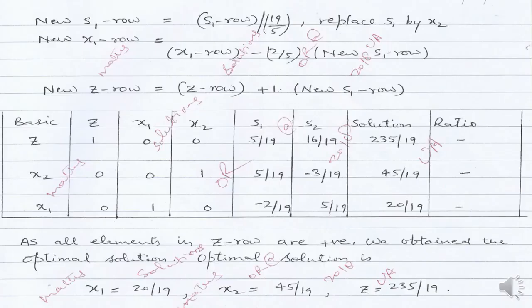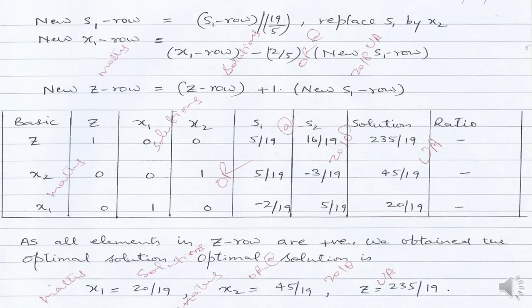We write the next table with the help of these formulas: x1 row is x1 row minus 2/5 into new s1 row, and new z row is equal to z row plus 1 new s1 row. So we got this table after doing the calculation, as we did in the previous one. In the z row we check there is no negative element.